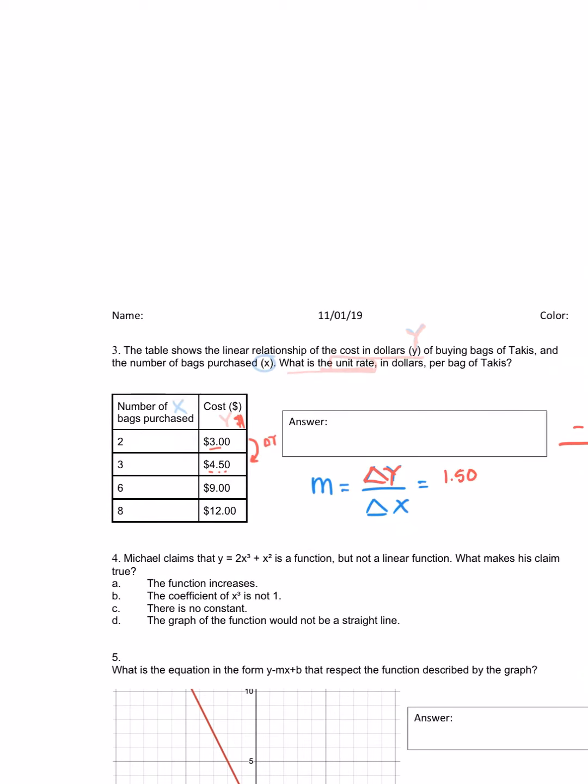$1.50. Now, is it per bag? Let's check. What was your change in x? Because aren't these x's? So what was your change in bags? Oh, for every 1 bag.